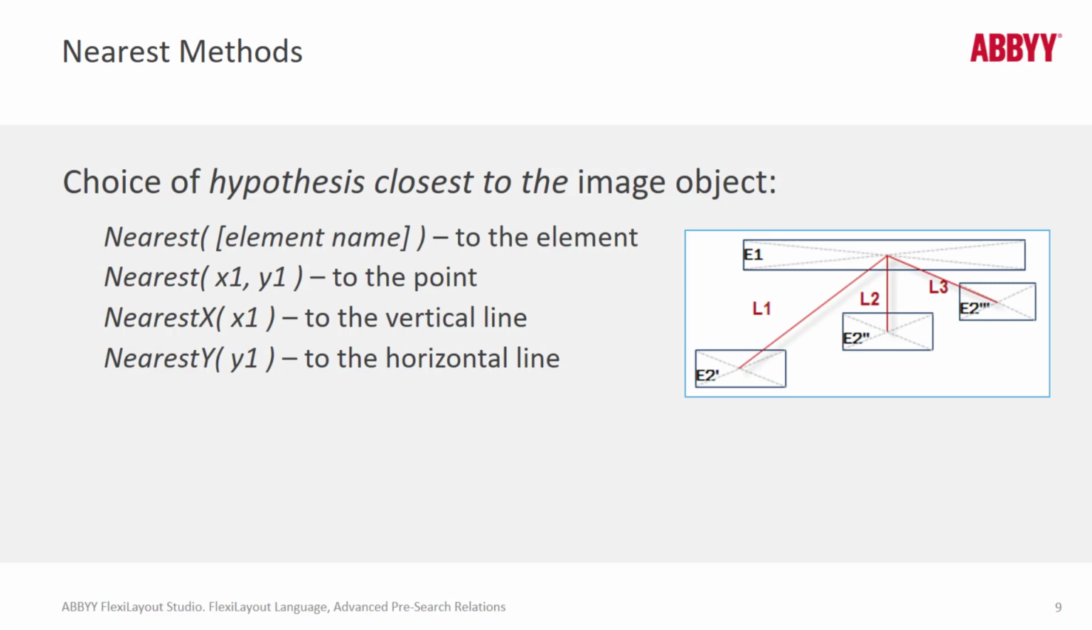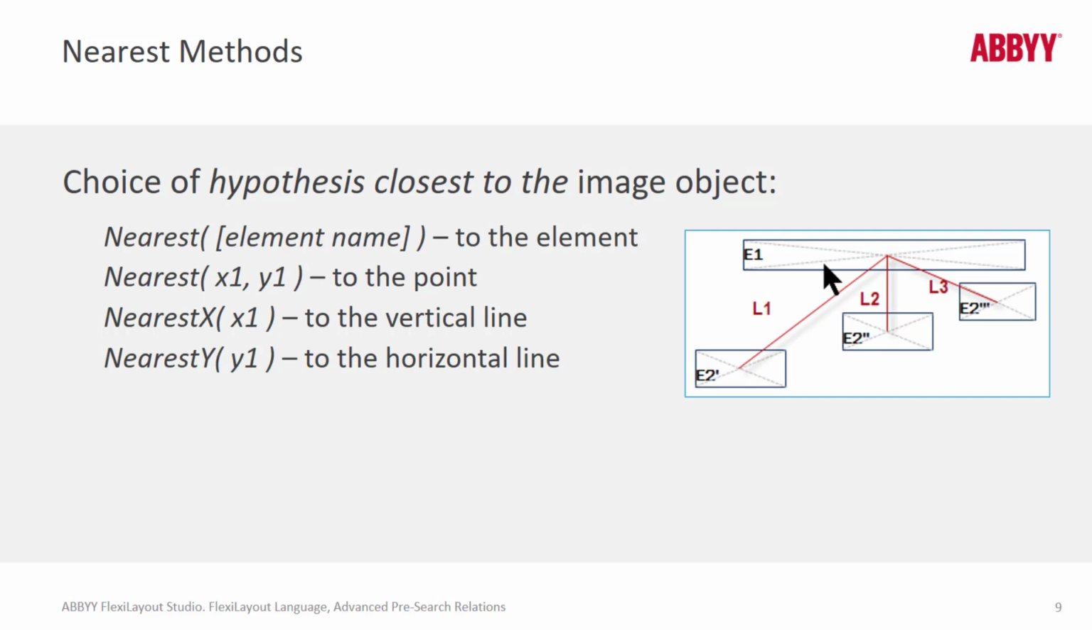Now let's discuss the nearest method. So whether you're specifying the nearest conditions via the GUI or with FlexiLayout language, there's still something you need to be aware of. Let's say that this E1 was a title to a document, and these smaller rectangles were dates. What you could say is I want to find the date that's nearest to my title.